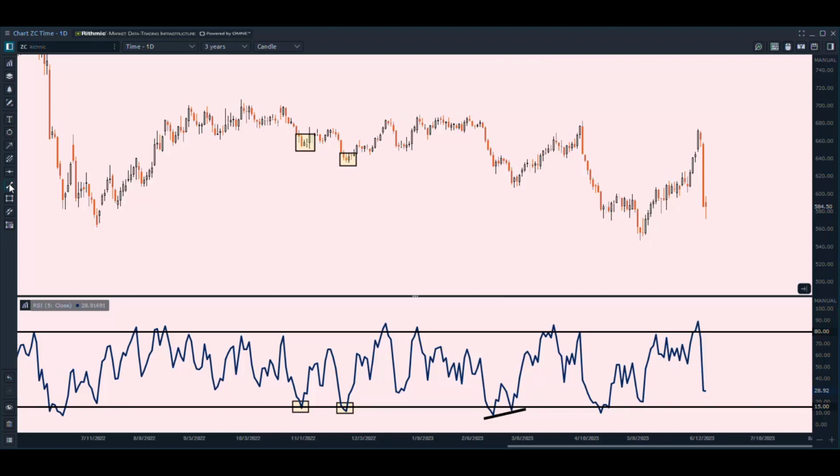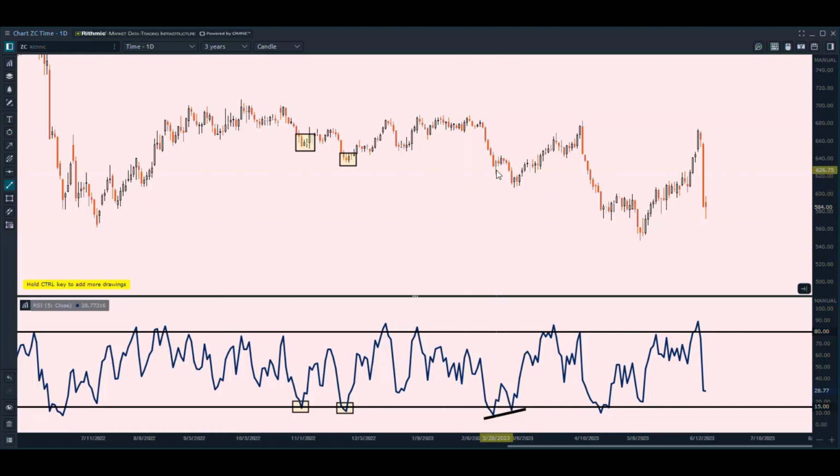So RSI 5 on corn, on stocks. For crypto, you may want to use increments of 7 because there's 7 days in a week. So if you're looking at a 14-period RSI for crypto, there is logic to that. You're looking back 2 weeks because there's 7 trading days in a week. So that's something I really wanted to focus on here, is how to optimize those inputs.